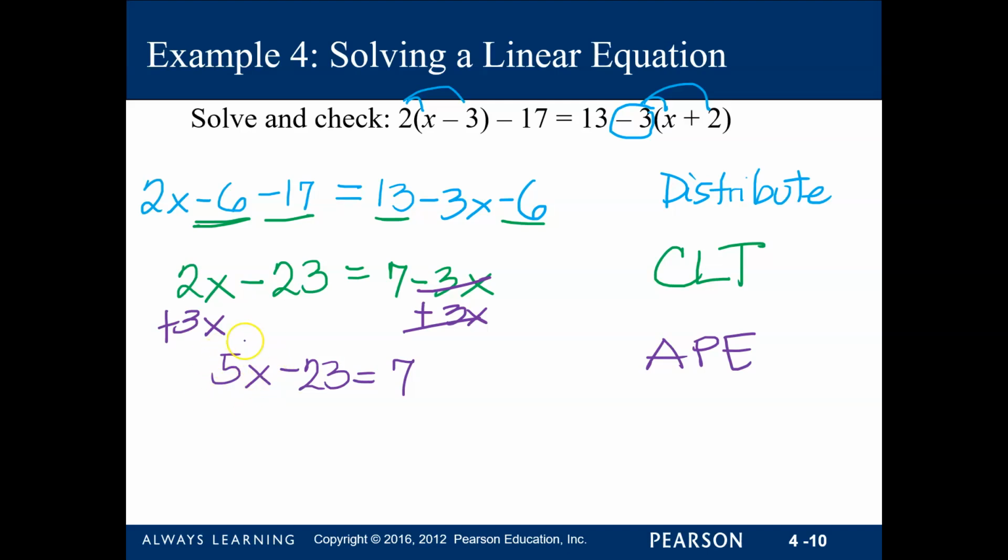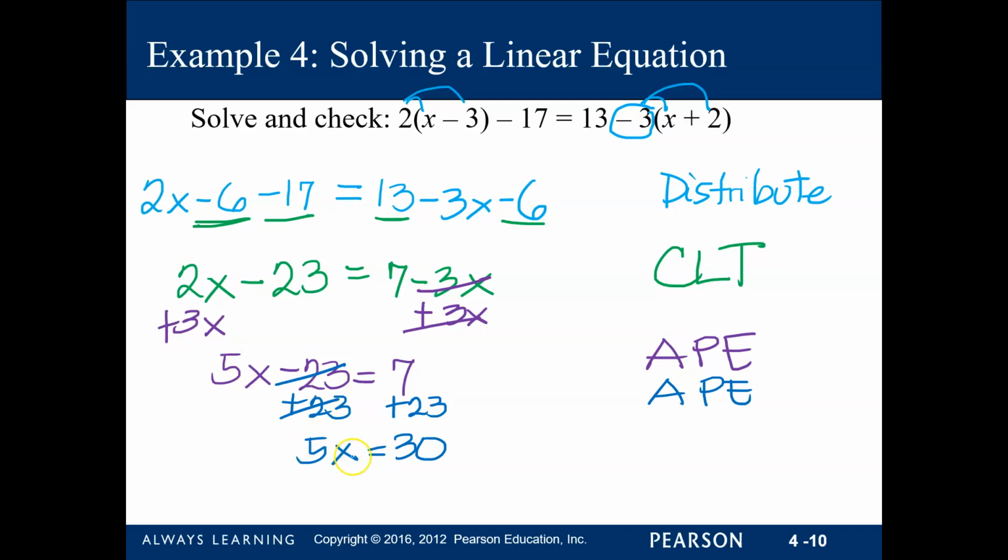Now, we want only x on one side of the equation, so we need to remove our minus 23. Again, we undo the operation, so we add 23 to make this 0. We also add 23 on this side. So now we are down to 5x is equal to 30. So again, what we did here is addition property of equality.